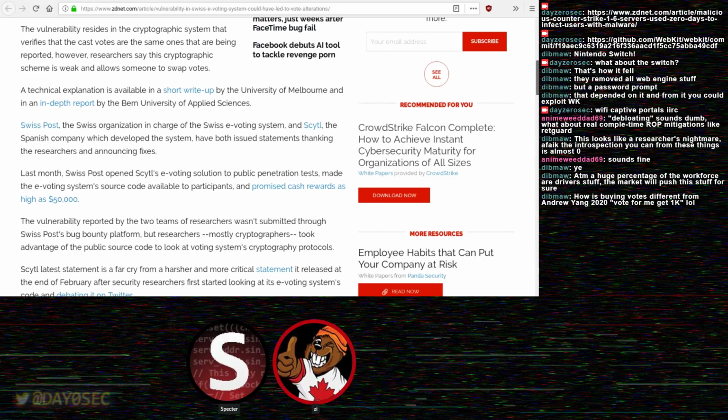Actually, I didn't look at who Swiss Post was, but it very well might even be their postal service that's in charge of the e-voting, if they're in charge of other things like mail-in ballots and stuff. So maybe it is.